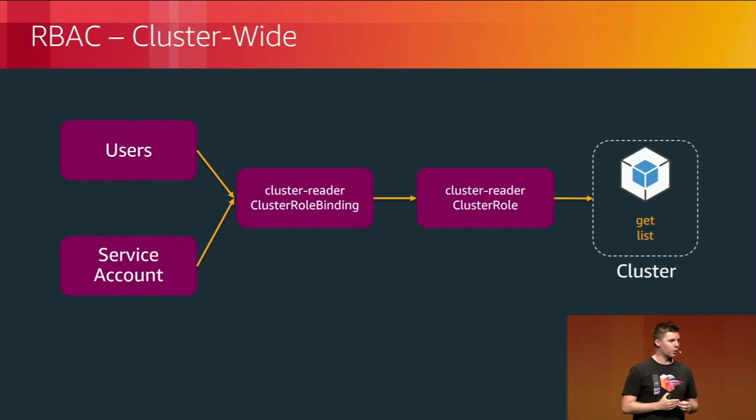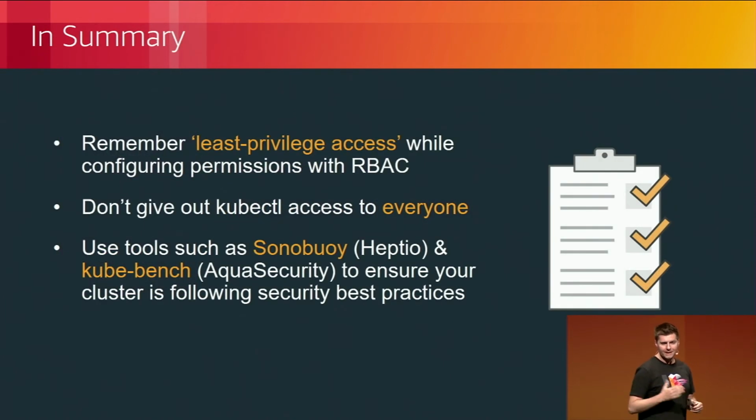And then using what we call a cluster role binding, I can do the same thing, but at a cluster level. So now my service accounts and my users are able to list and get pods across the entire cluster. Remembering that least privilege access is extremely important, and we should follow that model irrespective of whether this is just Kubernetes or just AWS or a combination of the two. And role-based access control helps us do that.